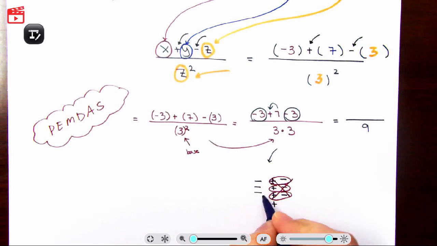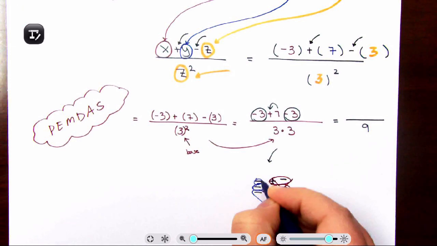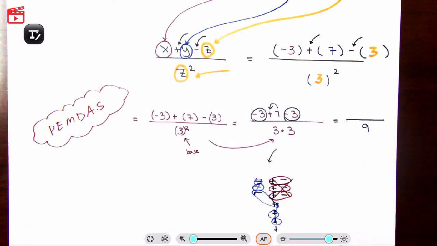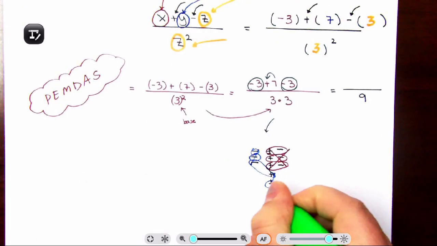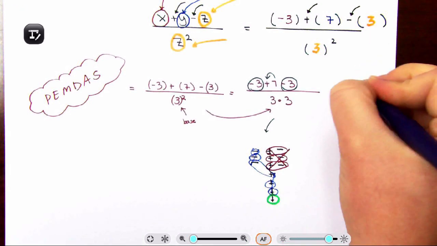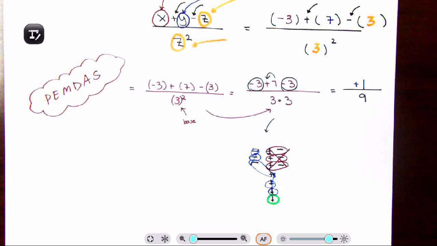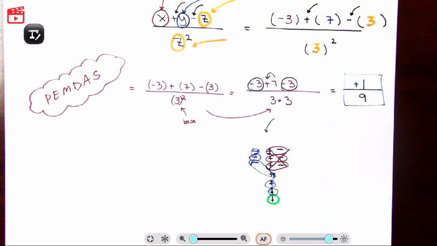Notice I have more zero pairs. I have these zero pairs. I have this zero pair, and I have this zero pair. So these 3 minuses cancel out with these 3 negatives. What am I left over with? I am left over with 1 positive. So I'm going to say a +1 here. You can leave the plus out, or you can keep the plus. I don't care. Either way is fine.